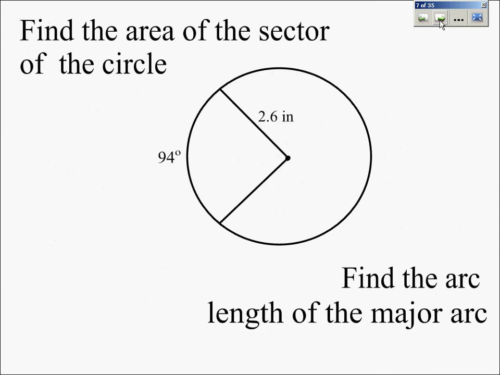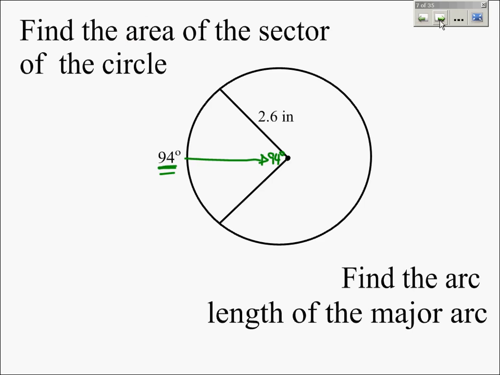Here's our second circle. Same thing, I want to find the area and I want to find the arc length. This time you'll notice though that our degree is out here on the outside. Know that the outside degree is the same as your inside degree. So this is also 94 in case you are concerned. Okay, so let's start with area of the sector.